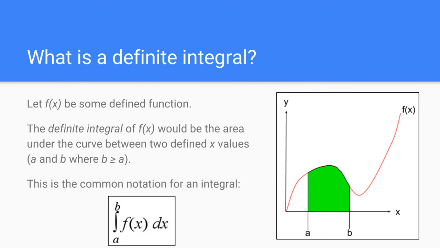The common notation for an integral is you've got a at the bottom, the little squiggle, then b at the top, and then your function, f of x, then dx. So that is the definite integral from a to b with respect to x of the function f of x. What this means is that if you evaluate this integral, you'll get the area under the curve between a and b on this function. You'll essentially be getting the area of that green shaded area.